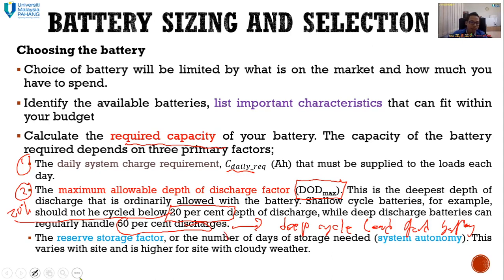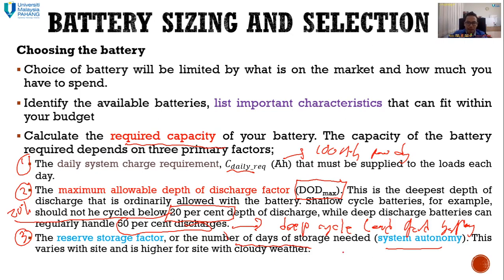Next, the third one is the reserve storage factor, or the number of days of storage needed. We call it system autonomy or autonomy days. This varies with the site and is higher for sites with cloudy weather. Actually, this is the value that we decide. For example, just now we got the daily system charge requirement, say we need 100 AH per day. It means that in one day we need 100 AH, including day and night use.